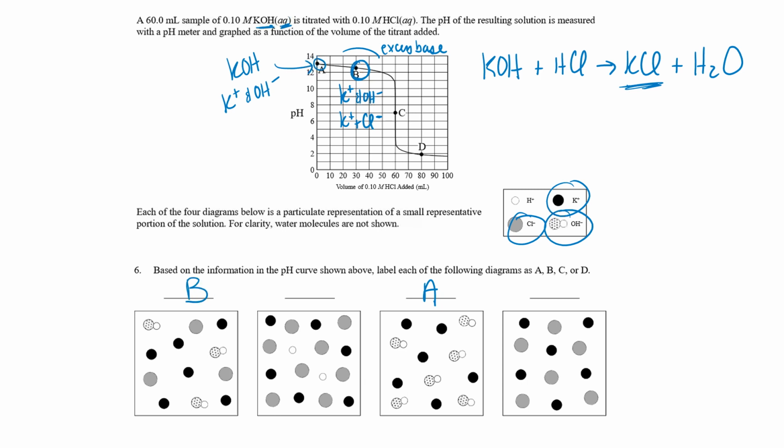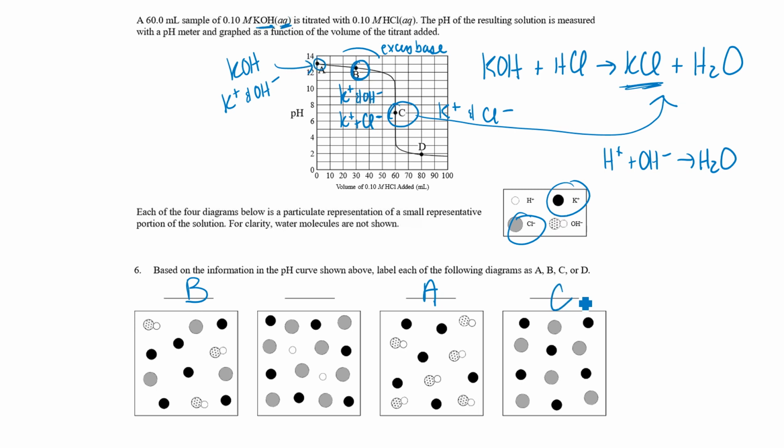And then at the equivalence point, I have pure product. So at equivalence, I'm only going to have potassium and chloride ions floating around. All of my hydrogens and hydroxides will have reacted to form water. And these diagrams are leaving the water out. So I'm looking for just KCl. That looks like this one right here, it's just KCl.